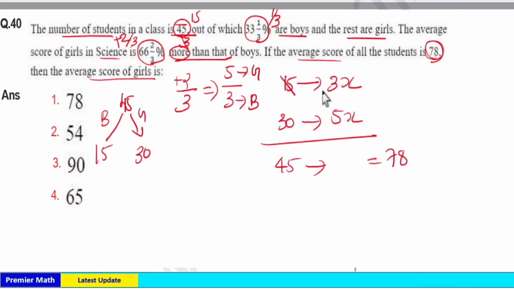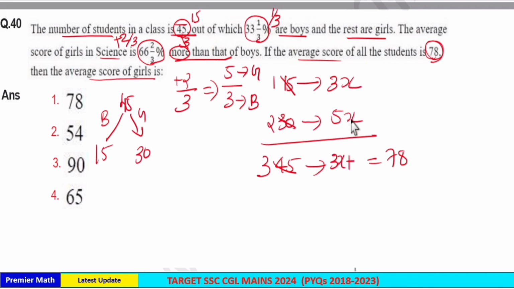Here, for simple calculation, take the ratio of the number of students. 15 goes 1 time in 15, 2 times in 30 and 3 times in 45. Even if you calculate it with 15, 30 and 45, you will get the answer. But for simplification, I'll take the ratio. Here, 1 student averages 3x, 2 students average 5x, then for 3 students, take the common average as 3x.